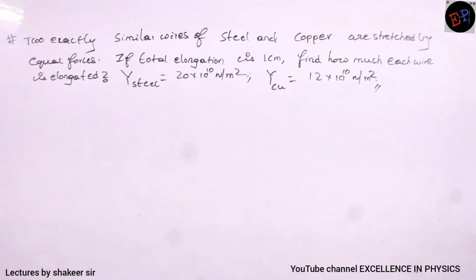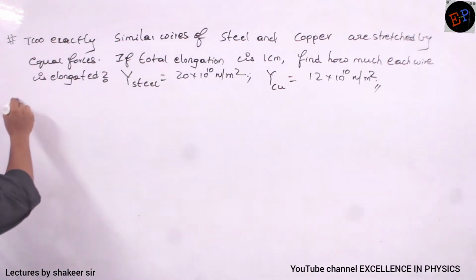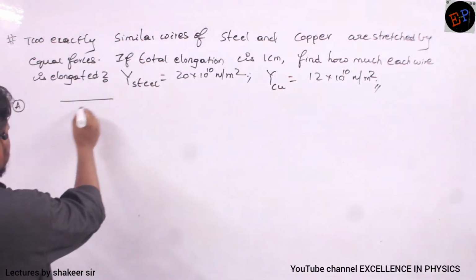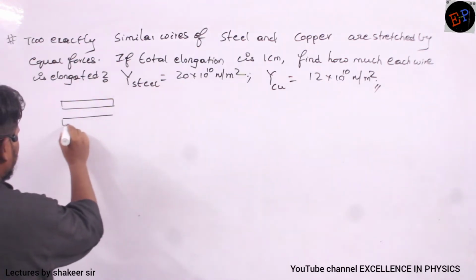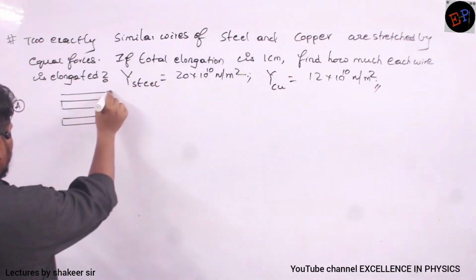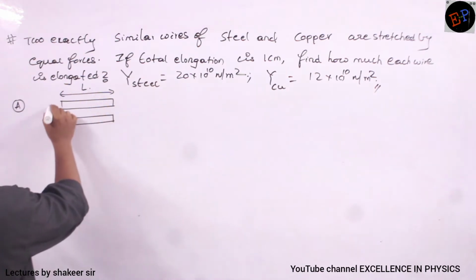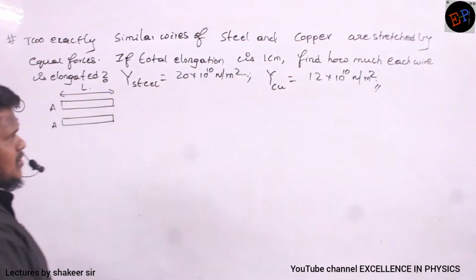Okay, see this question now. Two exactly similar wires of steel and copper. Similar wires means the length, area of cross section, breadth, everything is the same. So this is one rod and this is another rod. Exactly two similar rods. Lengths are the same. Area of cross section is also the same. That is called similar rods.